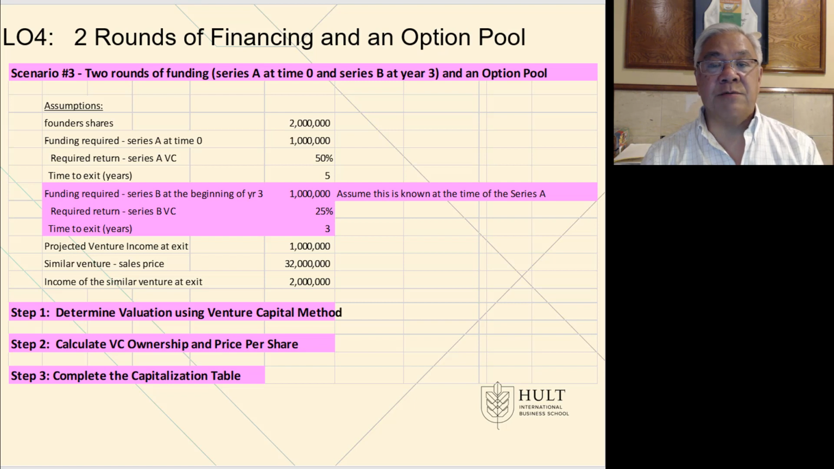So the calculation we're going to do is complicated to provide for the same rate of return for the venture capitalists for Series A, even though we have yet to raise the second round of financing. And we'll show you how that works with numbers. So that's the main difference from learning objective 3, where we had 1 round of funding plus an option pool. All right, so we'll hop back into Excel.